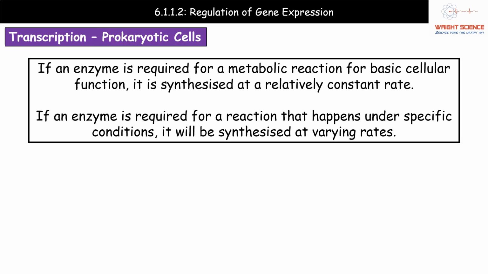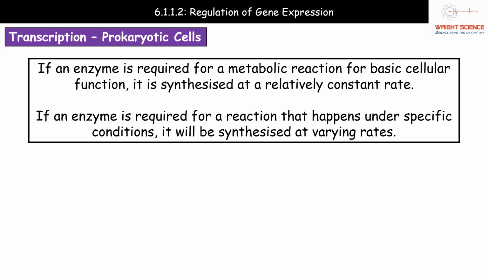So if we start off with thinking about prokaryotic cells and the process of transcription, if we think about the prokaryotic genome, then what we have are a range of genes, some of which are going to be coding for enzymes for their basic metabolic reactions, for those basic cellular functions, and others will be coding for enzymes that are required for certain conditions. So what we end up with is a bit of a split.